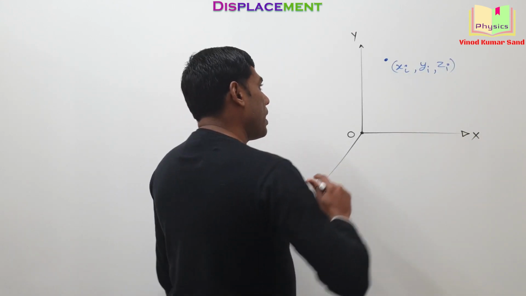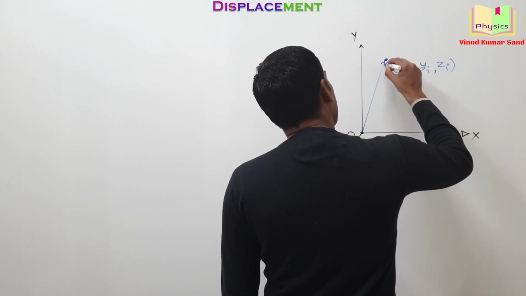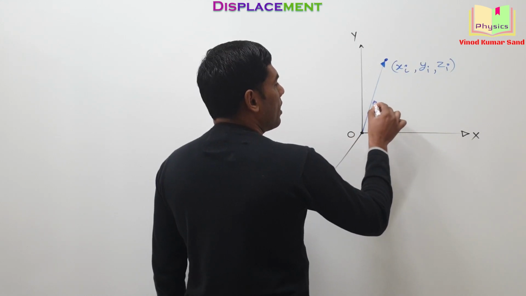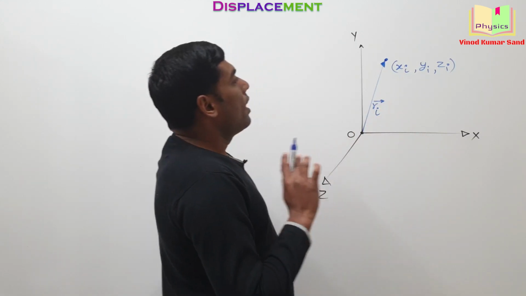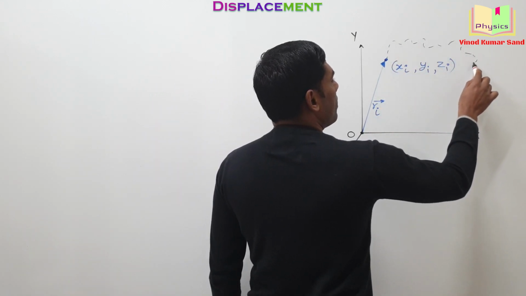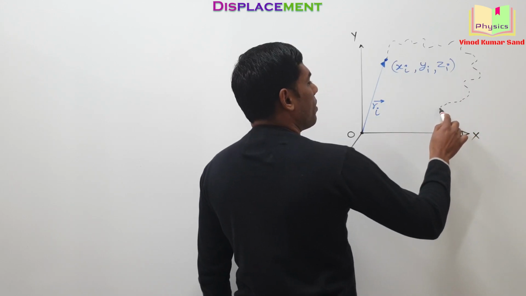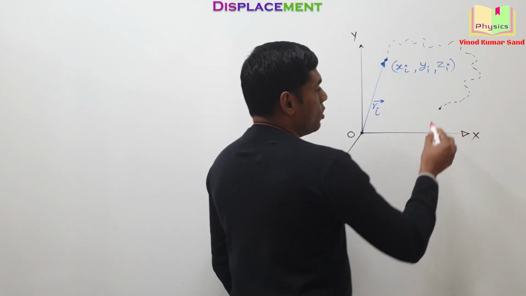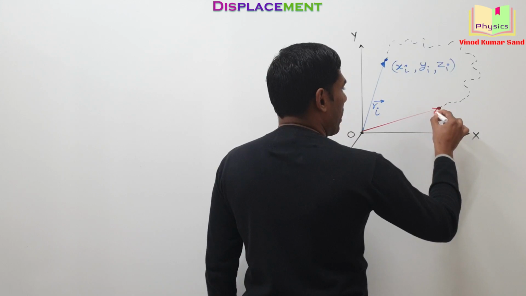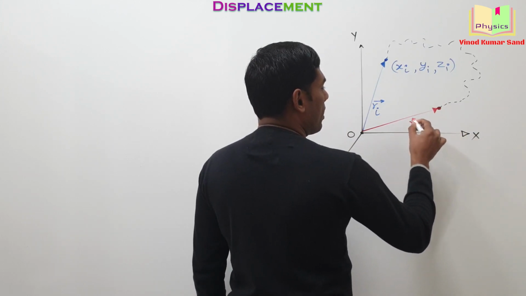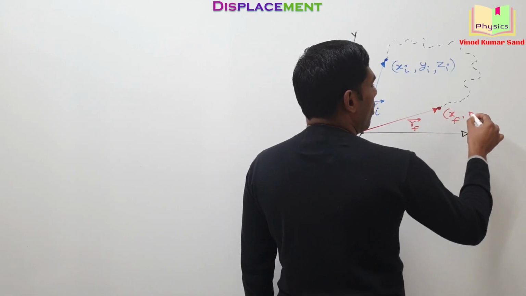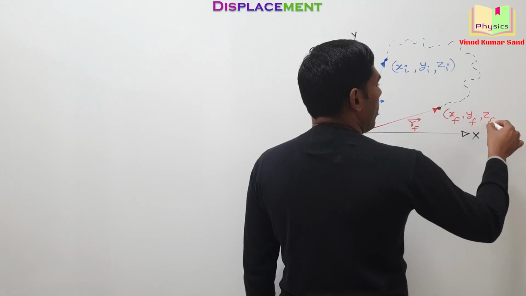The position of this particle will be shown using this blue arrow and we call this vector r initial vector. Now from here, this particle takes some random path and then finally reaches, let's say, somewhere here. This is the final position of the particle. For the final position also, we can draw the vector like this and name it as r final vector. And the coordinates here are x final, y final, z final.